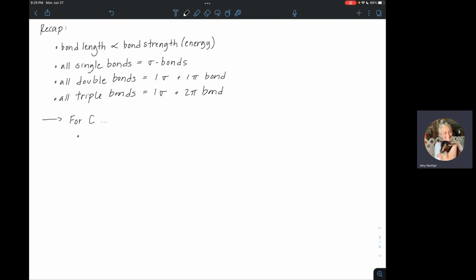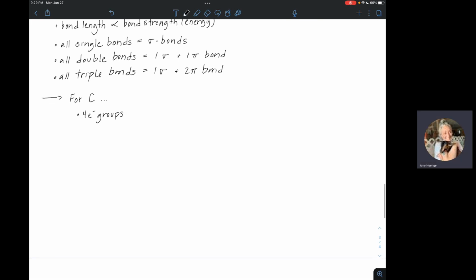But for carbon, if you have 4 electron groups, this can be bonding or non-bonding. Non-bonding would be like lone pairs, right? Carbon typically forms bonds with all of its valence electrons, but carbanions do exist. We can have a lone pair of electrons on a carbon. We'll discuss those further as we move through the semester.